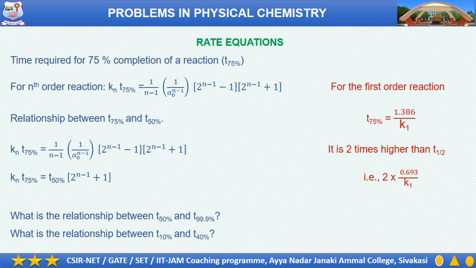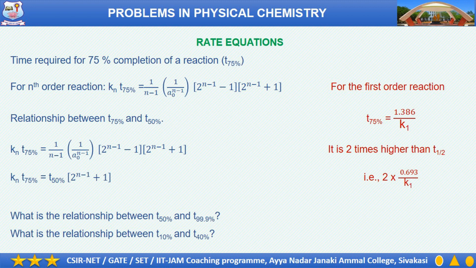And the next thing they will always be asking is, what is the relationship between T75% and T50%? They may give the time taken for 75%, and you may be asked to calculate the time taken for 50% conversion for the same order of the reaction. Or they will give the time taken for 75% and the time taken for 50%. If this is the case, what is the order of the reaction? You can't remember individual order equations. You should keep the general order and you can easily work out the problem.